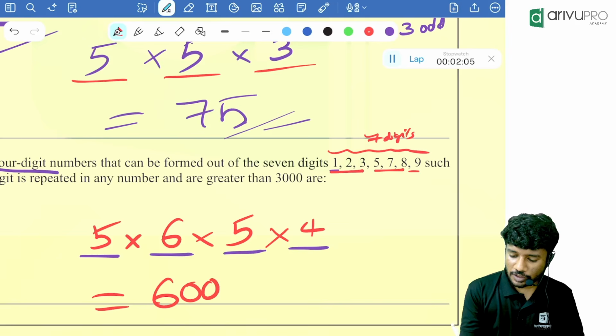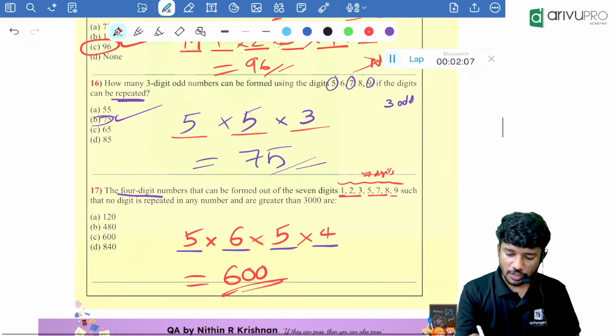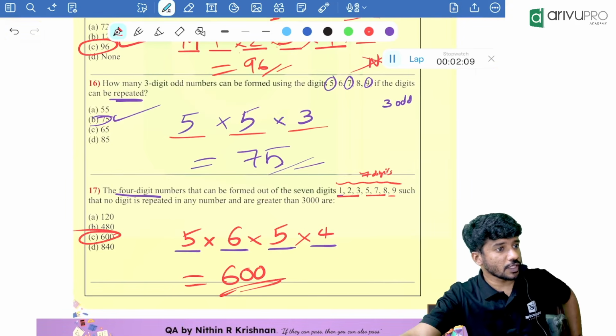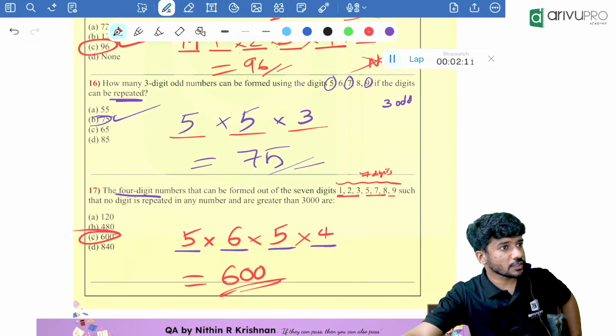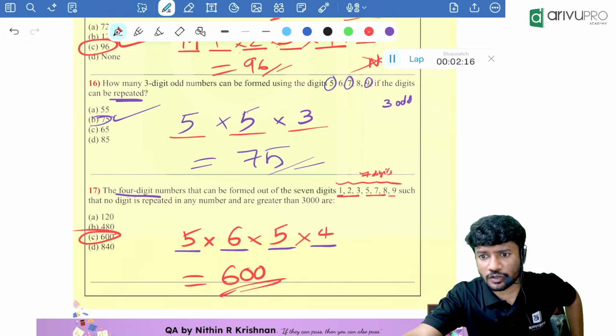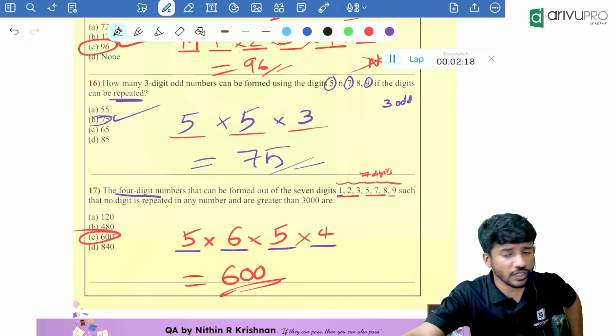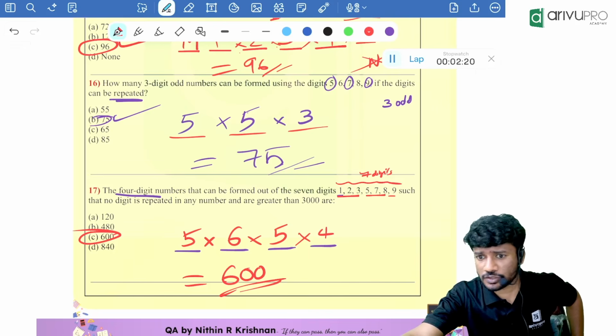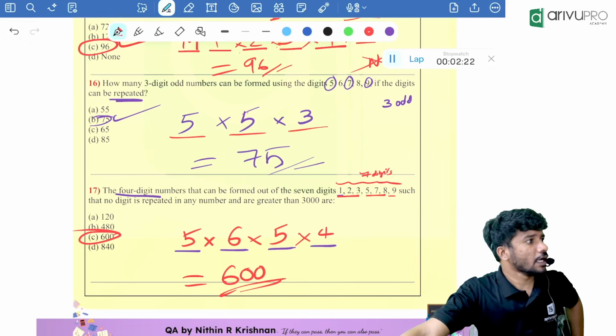600. Everyone got it as 600? Yes. Option C is the answer. So the right answer is 600. Bhavdani, Sindhu, right answer 600. Ayush, everyone, whoever got 600. Anyone got any different answer? No, right? Understood? Darshana, you got it? Yes.